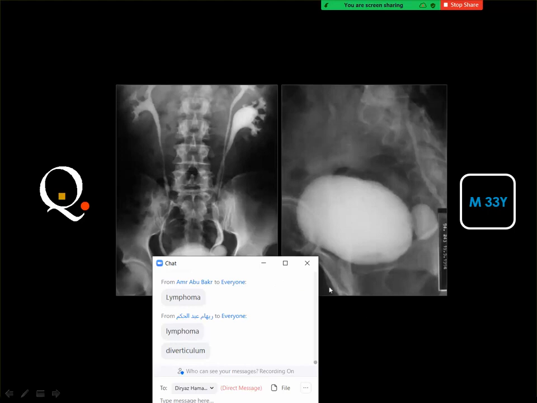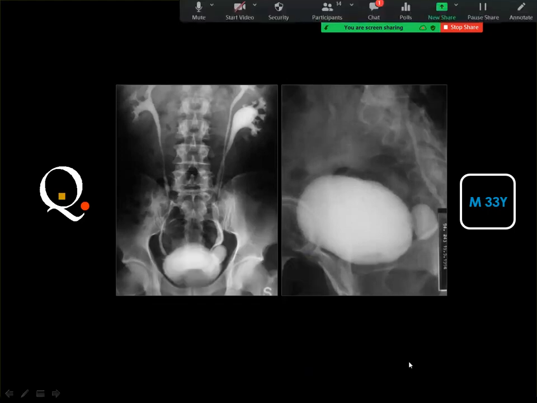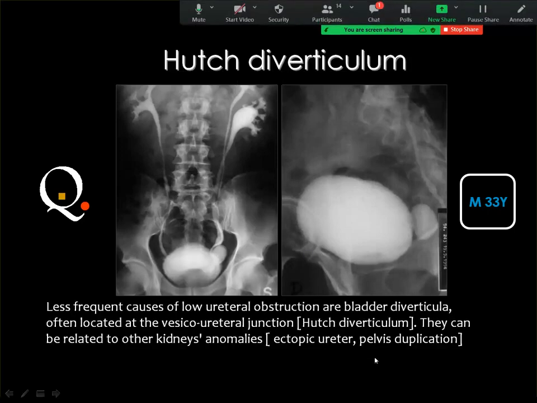This is a diverticulum, and it has a specific name, which is Hutch diverticulum. Hutch diverticulum is a bladder diverticulum that occurs very close to the ureterovesical junction. Because of its location, it may disturb the urine flow through the distal part of the ureter, resulting in proximal back pressure changes.